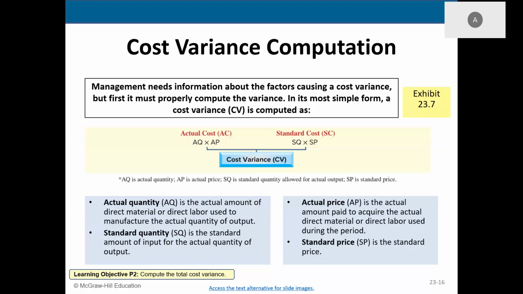Professor, yes, Ashanti, please. So I see you got the AQ times the AP, then you got the SQ times the SP. So you said minus that. Will the actual ever be lower than the standard to give you a negative number? Yes, it'll give you a negative number, which will actually be favorable. Because when your actual costs come in less than your budgeted cost, that's a good thing, right? You're saving money. It's not terribly frequent that stuff like that happens, but it does happen from time to time. Yeah, great question.